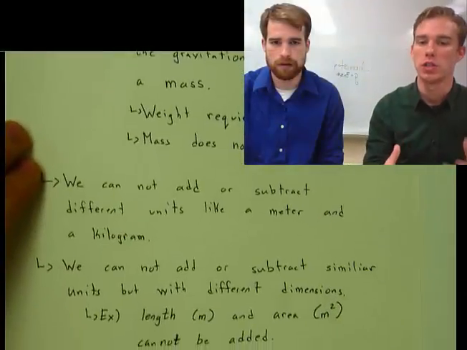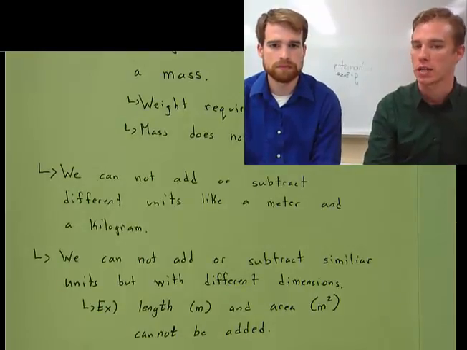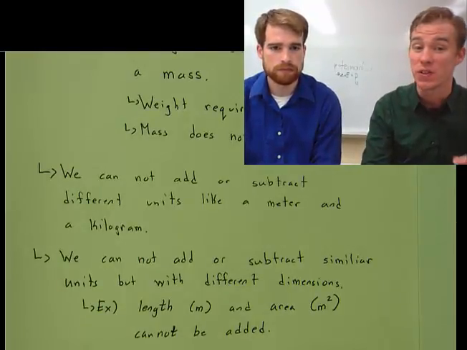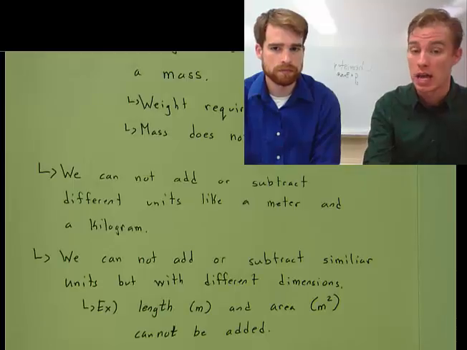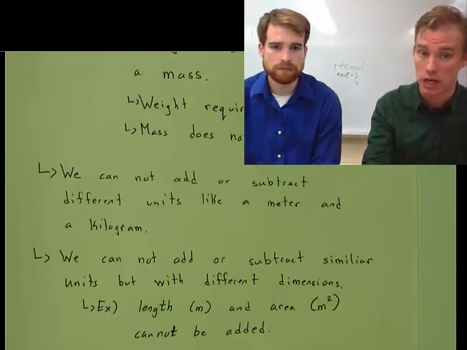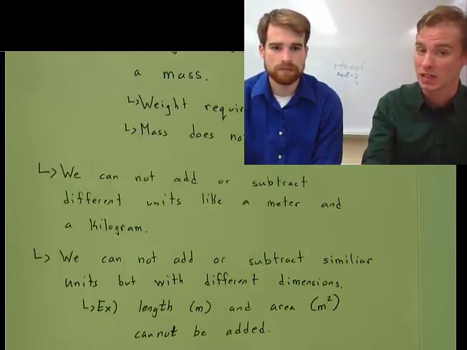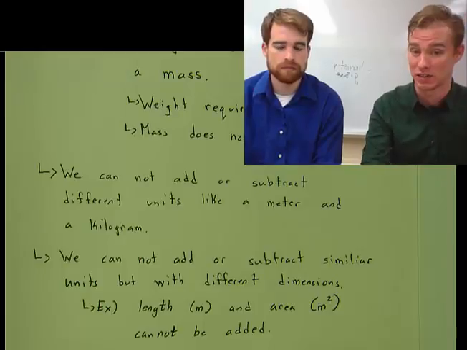When we talk about these units, and this is why it's important, you cannot add or subtract different units. Even if they're the same kind of thing, like a meter and a kilometer, you can't add those together, and you can't add a meter and a kilogram. You can't add length to mass, and that's why it's important to hang on to these.